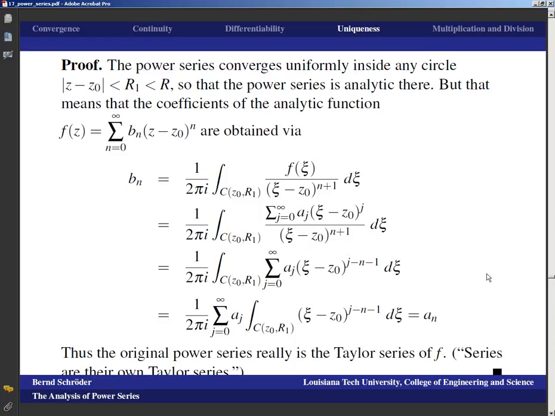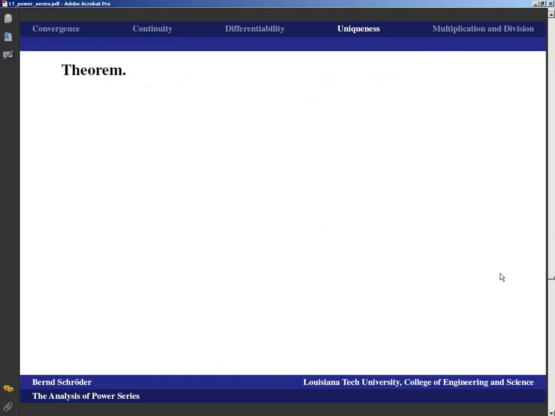There is no surprise there. And thank goodness, I mean, that would just not make sense at all if a series would have a Taylor series that is different from itself.